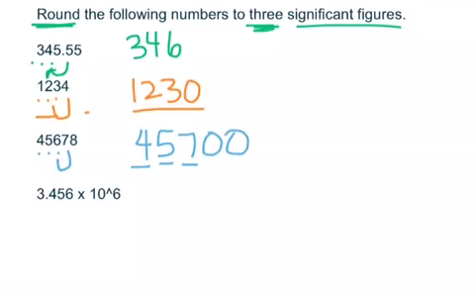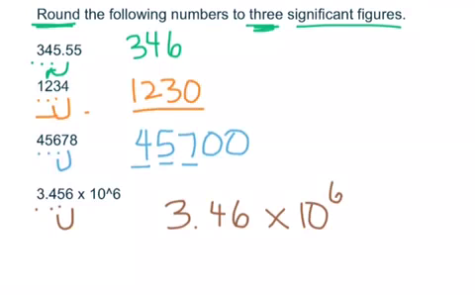Finally, let's try a scientific notation rounding. So I keep 1, 2, 3 digits in the coefficient. I use the next one to round, so that ends up being 3.46 because I had to round up. Keep the same 10 raised to the 6, and I've got 3 significant figures there.